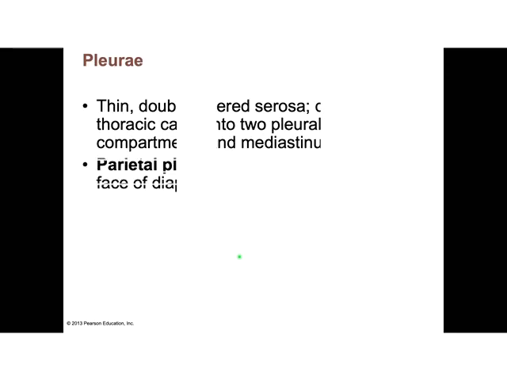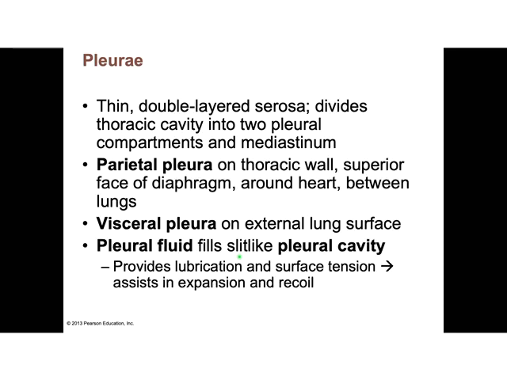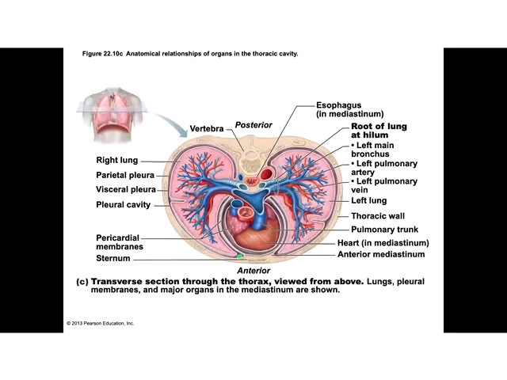Okay, the pleurae are just the membranes that surround the lung and the cavity in which they sit. The parietal pleura clings to the cavity, and the visceral pleura clings to the lungs themselves, and between them, pleural fluid lubricates the lung so it can expand and contract without producing irritation, inflammation, and scarring. Okay? An inflammation of these membranes is called pleuritis or pleurisy, and it's extremely painful.